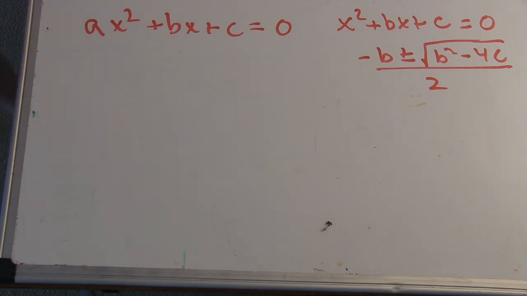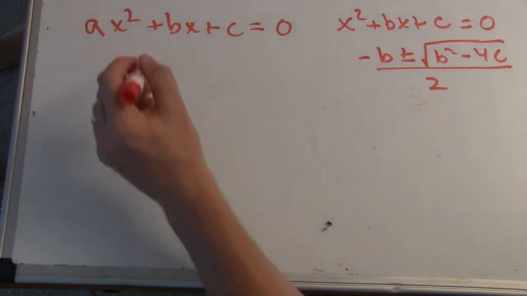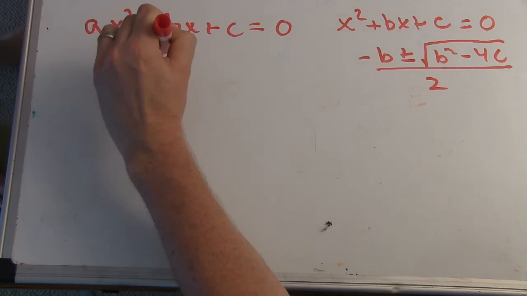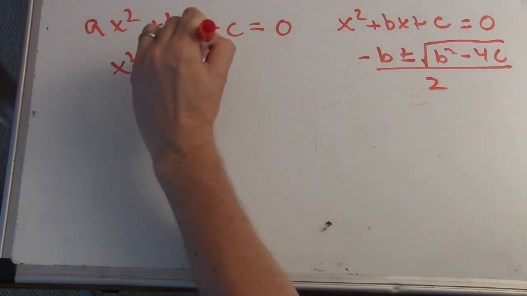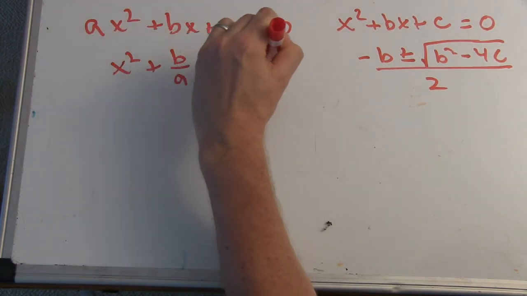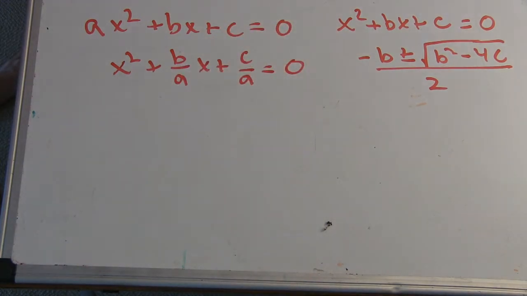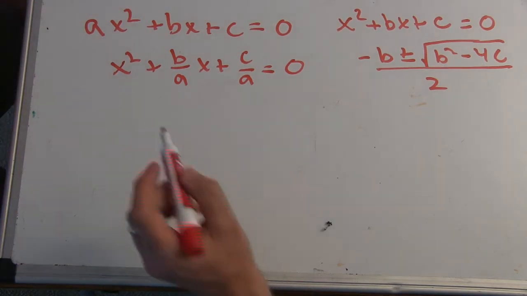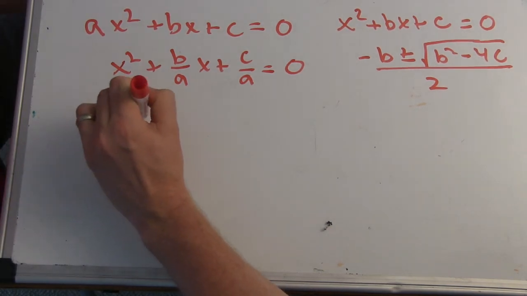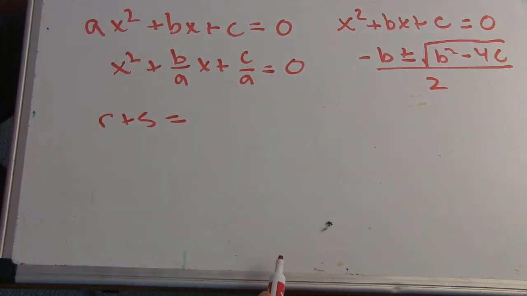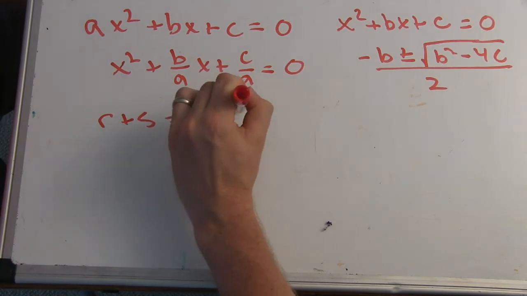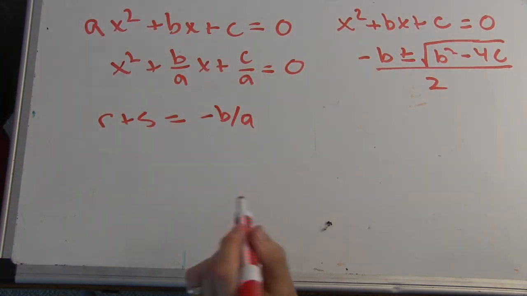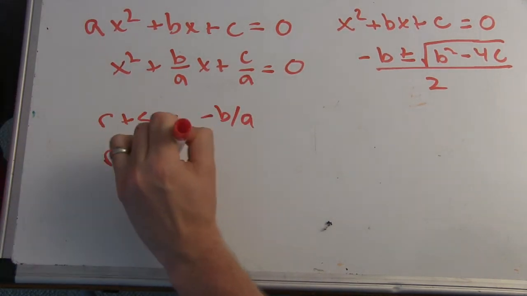Well, I would divide by a. Okay? So I get x squared plus b over a, x plus c over a equals 0. Then we can create the same identities for R and S. So you have R plus S, the roots, equals negative b over a, and you have RS equals c over a.